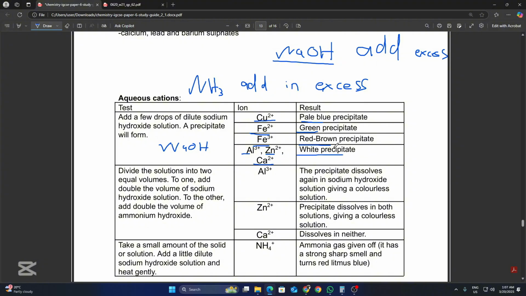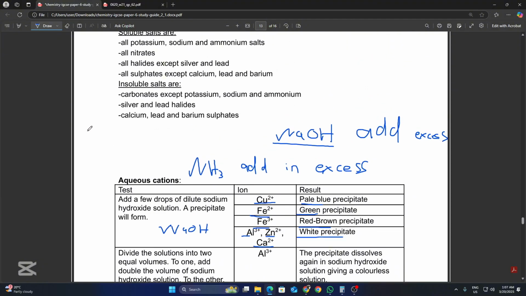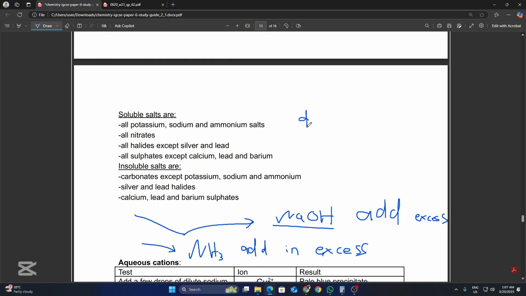Now, there's going to be a difference if we add the sodium hydroxide in excess and the ammonia in excess. Copper does not dissolve in sodium hydroxide in excess. It only dissolves in excess ammonia to form a dark blue solution. This is for copper.